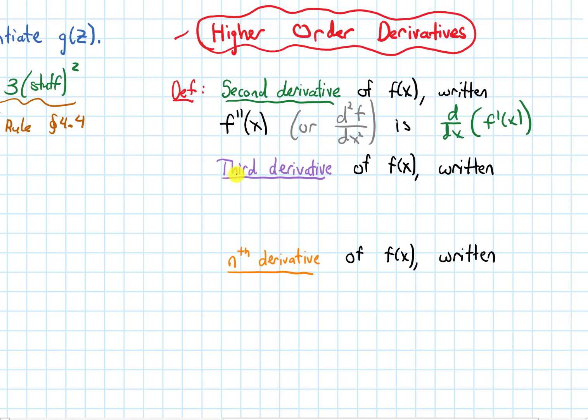Similarly, the third derivative of f of x is going to be written as f with 3 of these apostrophes, or f triple prime of x. I could also write it in my other notation as d3f dx3. And this is going to involve taking the derivative 3 times, or taking the derivative of the second derivative, which overall would be 3 derivatives.